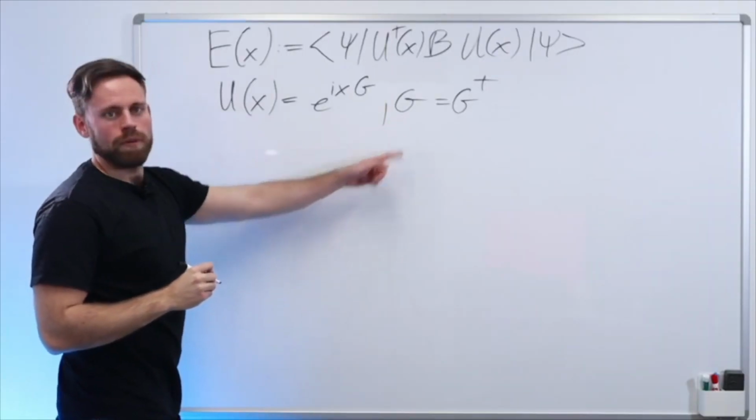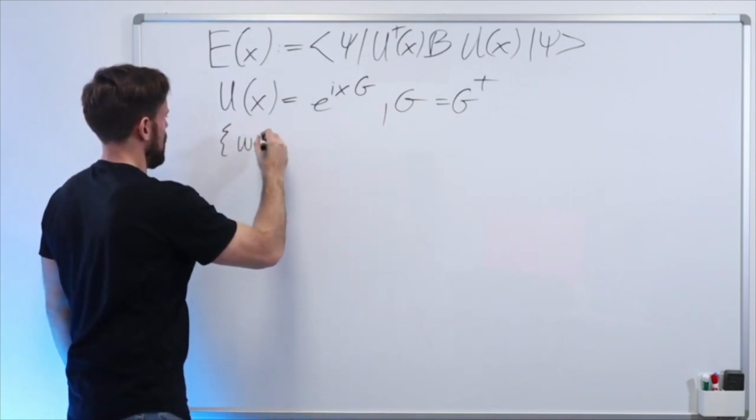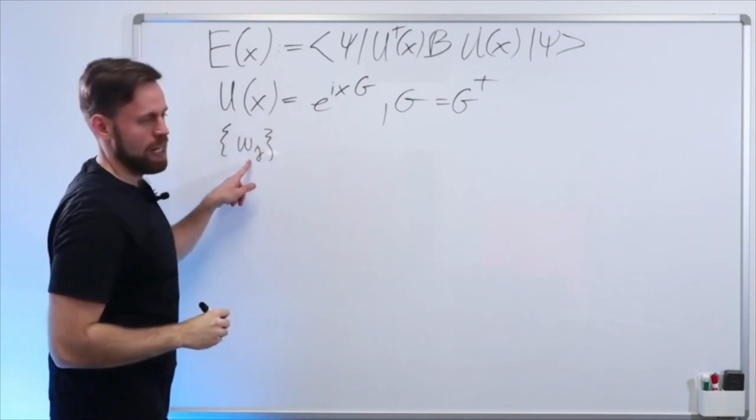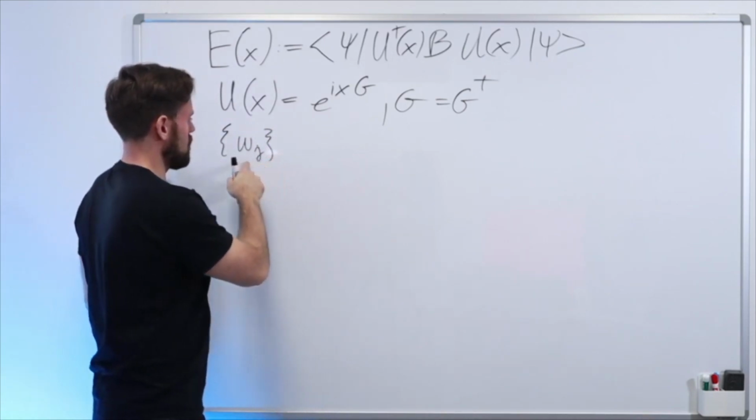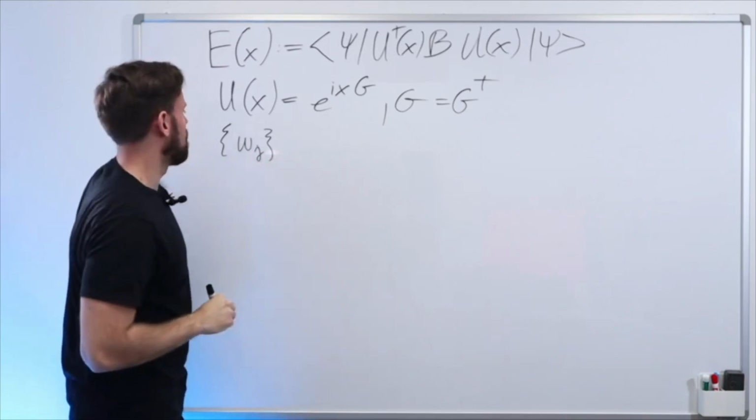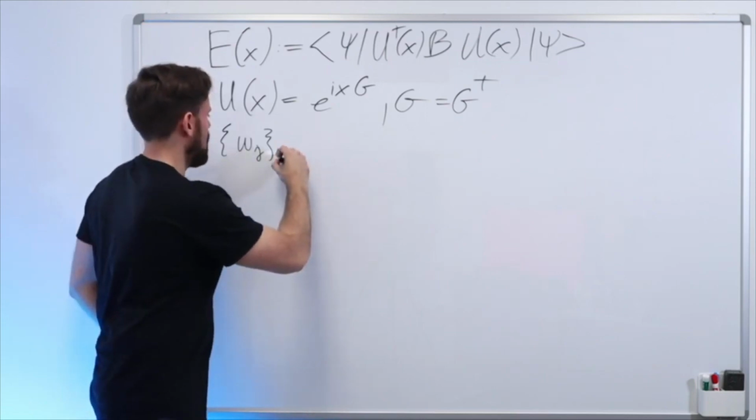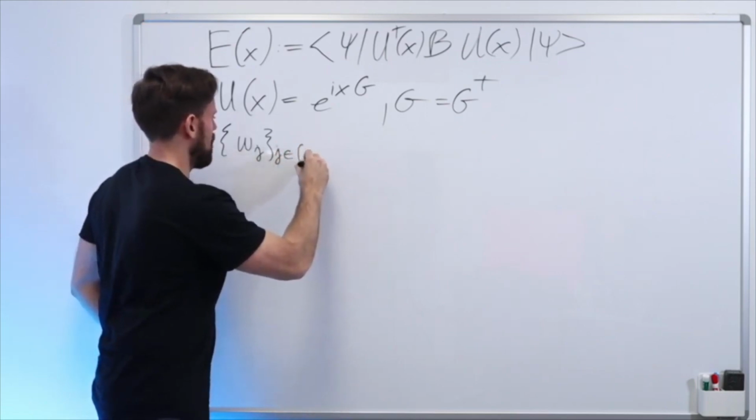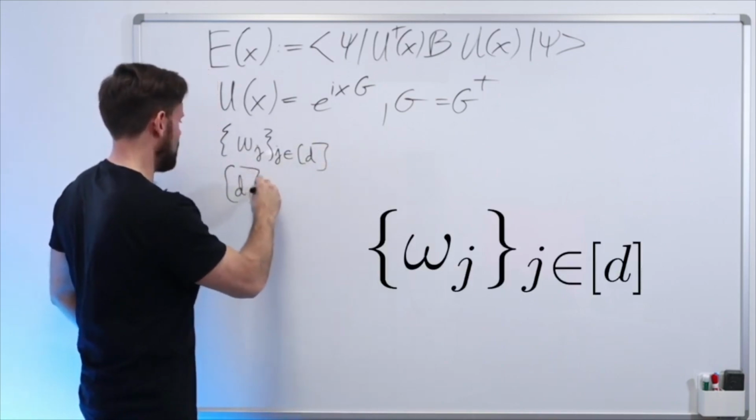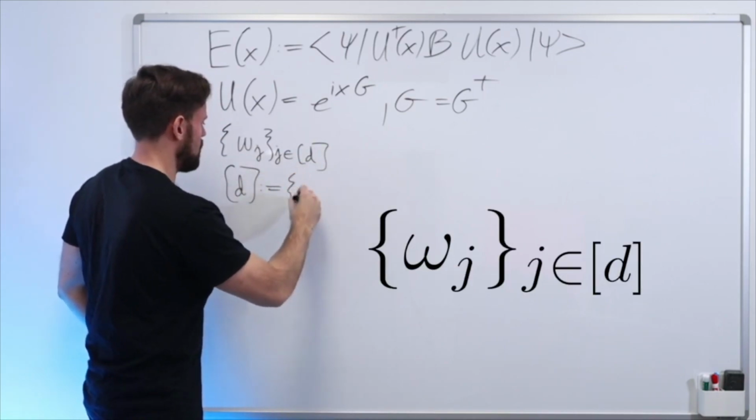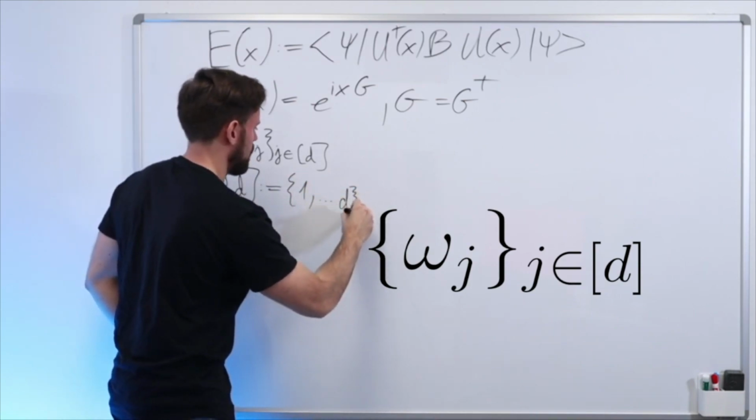The eigenvalues of G we can denote by some omega j values. We will create a set out of these eigenvalues such that the eigenvalues are ordered in a non-descending order, and we will write that j is going to be from the square bracket D set, such that this square bracket D set is going to be defined as the set of positive integers going from 1 to D.